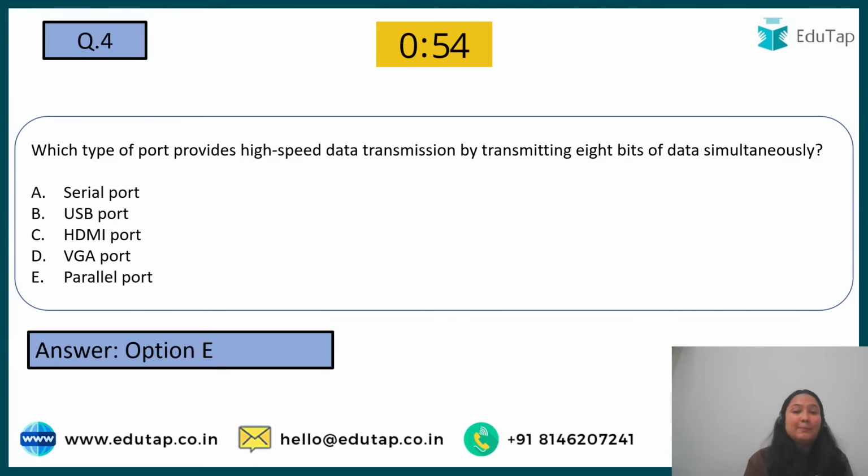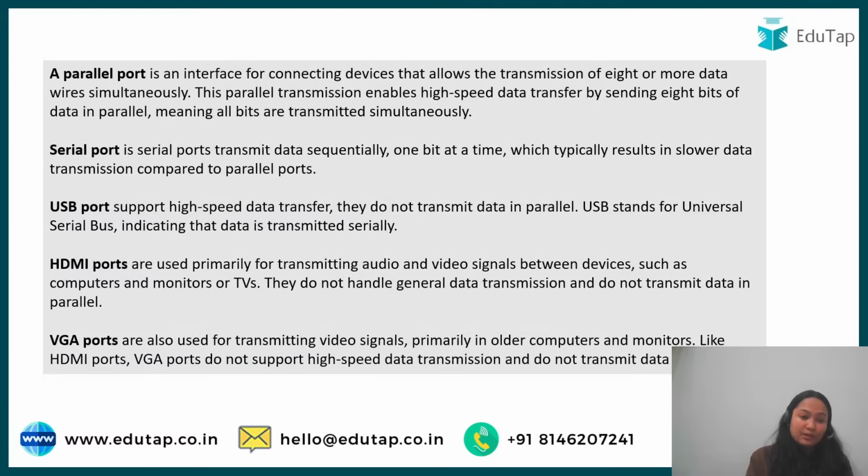Option E, the parallel port, will be the correct answer. The common ports that we have here are serial, USB and parallel. Your computer system will not usually have an HDMI port or a VGA port. VGA has also become old. But serial, USB and parallel ports are the most commonly found ones. Here you can see I have given the different types of ports. VGA and HDMI are both for multimedia. VGA has been largely replaced by HDMI.